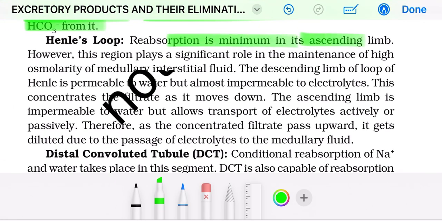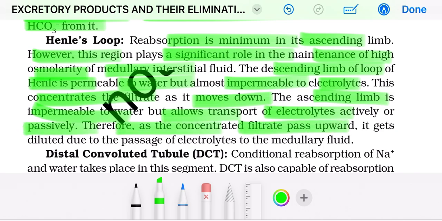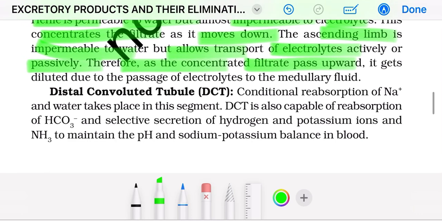Henle's loop. Reabsorption is minimum in its ascending limb. However, this region plays a significant role in maintenance of high osmolarity of medullary interstitial fluid. The descending limb of loop of Henle is permeable to water but almost impermeable to electrolytes. This concentrates the filtrate as it moves down. The ascending limb is impermeable to water but allows transport of electrolytes actively or passively. Therefore, as the concentrated filtrate passes upward, it gets diluted due to the passage of electrolytes to the medullary fluid.